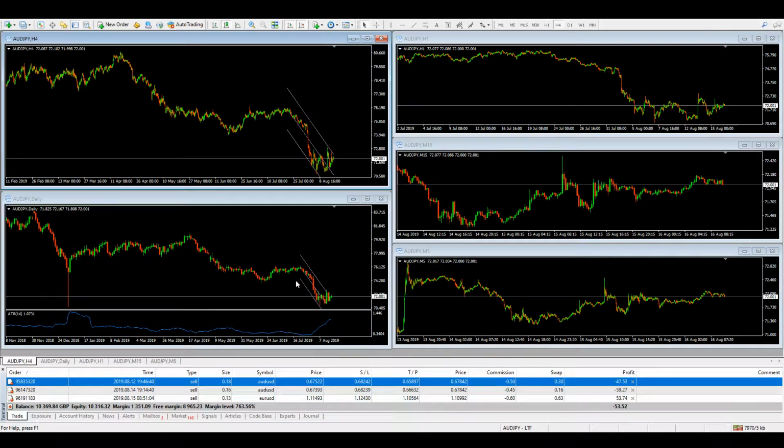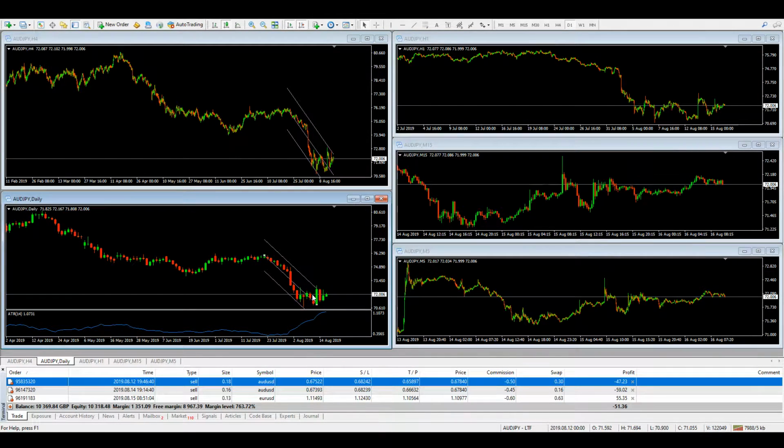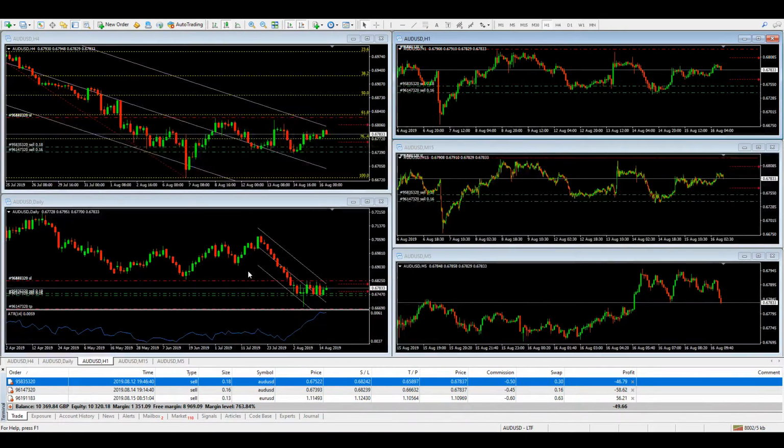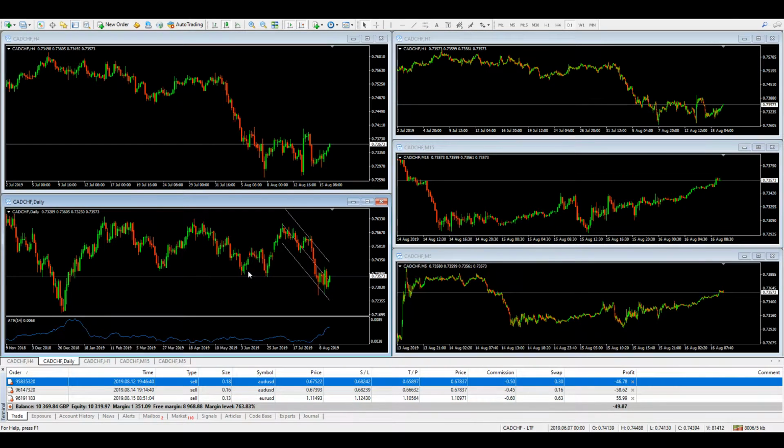Well, this is quite similar to the Aussie USD that I'm in, but this isn't tradable for me. It's not great, and yeah, no. Already in this, discuss that.